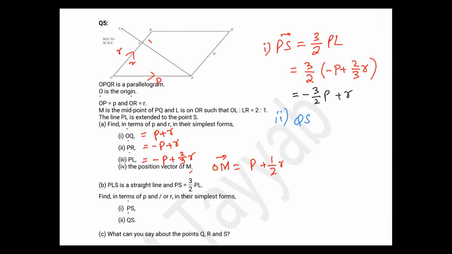So to find the vector QS, we are going to follow the path Q to P and P to S. Q to P is minus R. And what is PS? PS we just calculated in part 1. Just copy that answer. Part 1 was minus 3 by 2P plus R, part 1 of the B part. So minus R and plus R will be cancelled out. So you will get the vector QS is equal to minus 3 by 2P. So this is the second part of B, the vector QS.